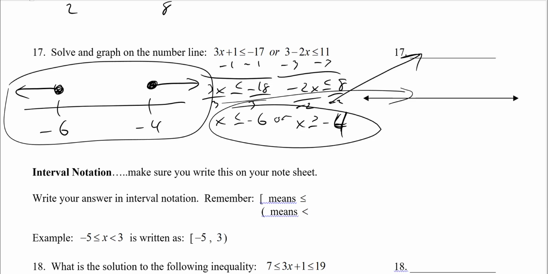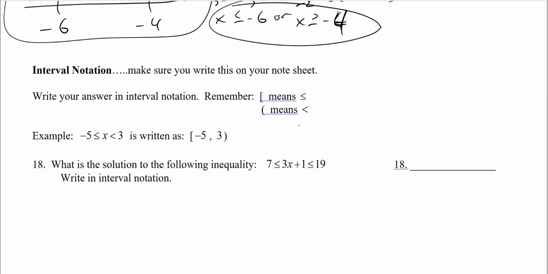So the next thing is interval notation. We've never really covered interval notation. Let me talk a little bit about what it means. If you have a bracket, that means x is less than or equal to, or greater than or equal to. And a parenthesis means x is less than or greater than. So the bracket means it's equal to, and the parenthesis means it's not equal to. Okay, just less than or just greater than.